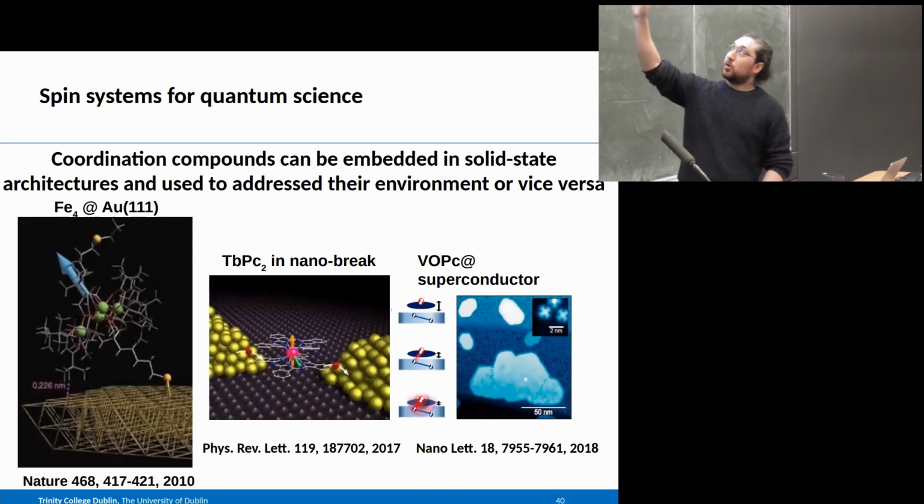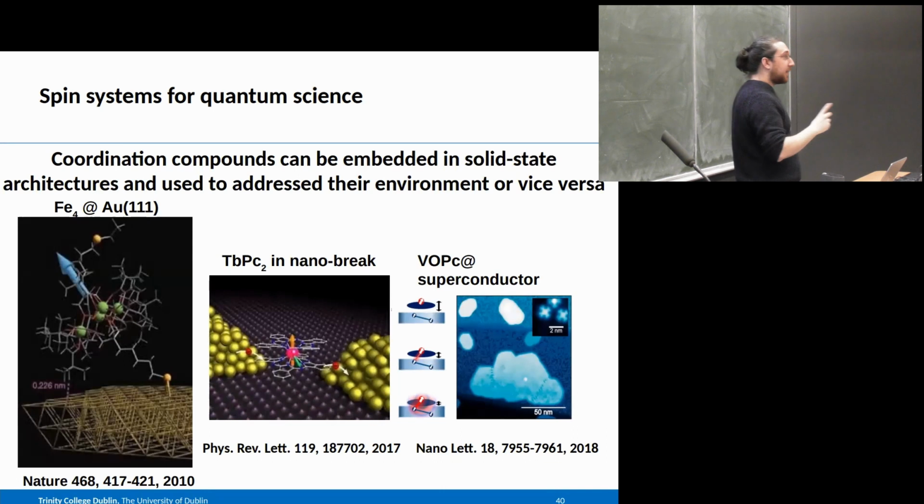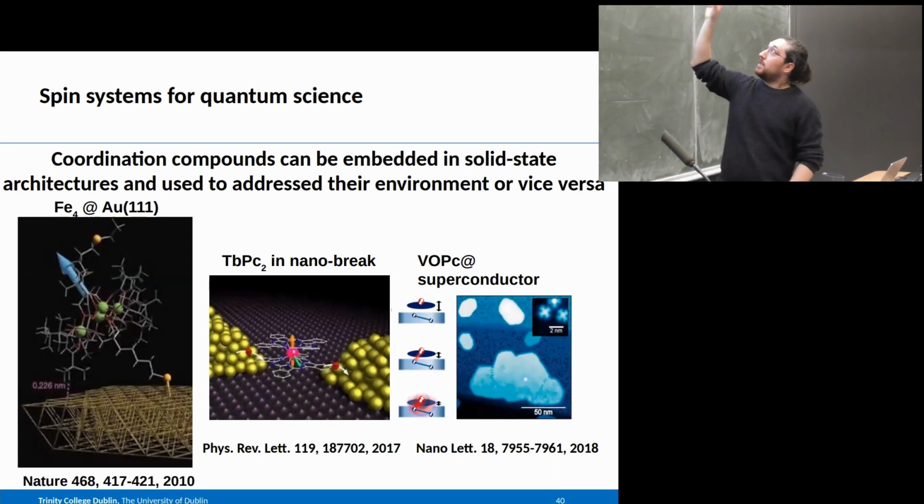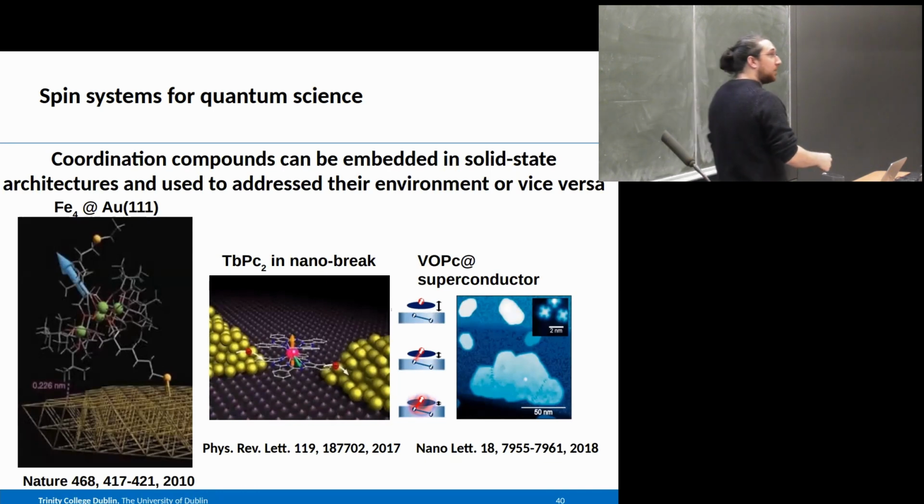So you can absorb them on the surface and use the spin to probe what's happening in the surrounding. So like in this third object on the right, in this picture, people did use a molecular spin absorbed on a superconductor to study the dynamics of the Cooper pairs. So this is something done locally at the atomic level, which is impossible by any other means.